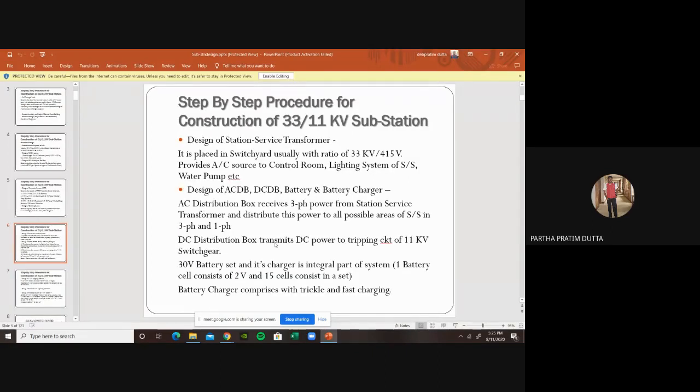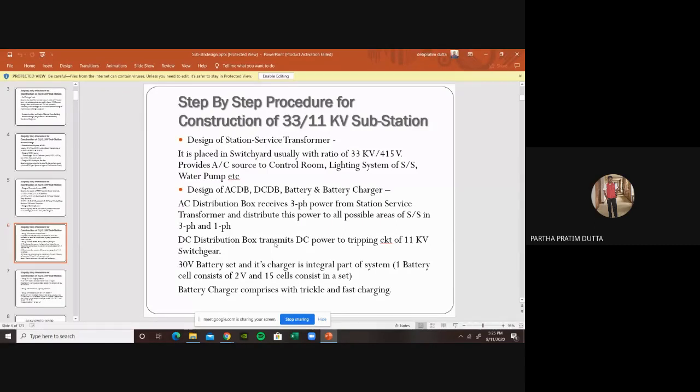And then we go for the design of the station service transformer. It is usually 100 kVA in nature, and it is a 33 by 415 volt transformer. It is placed in the switchyard initially, and it provides AC source to the control room, lighting system of the substation, water pump, everything. And then the design of the AC distribution box and the DC distribution box and battery and the battery charger. It is very important because we consider it as the heart of the substation.